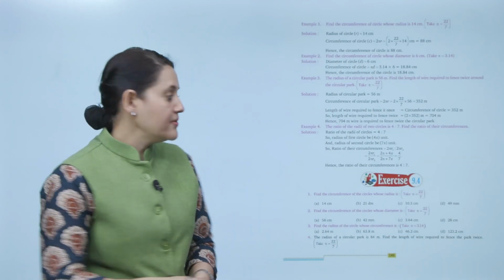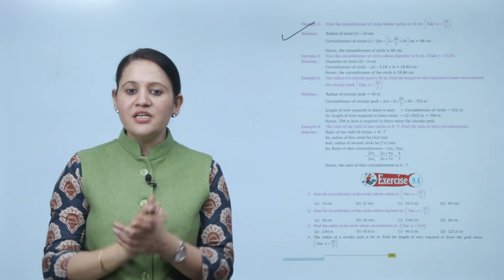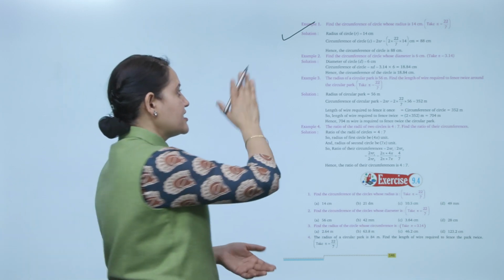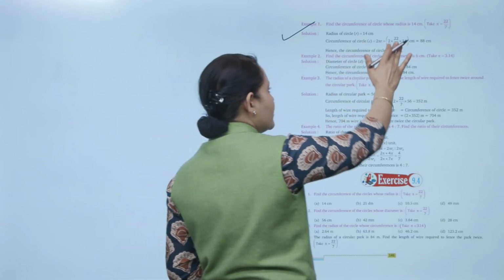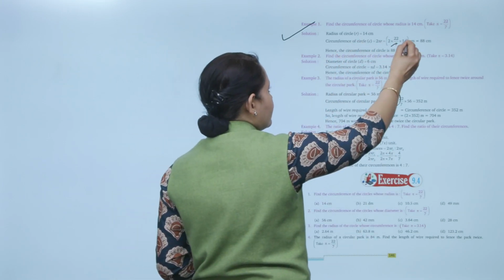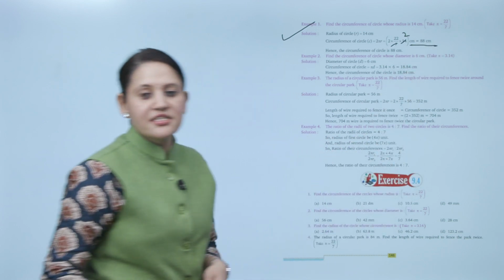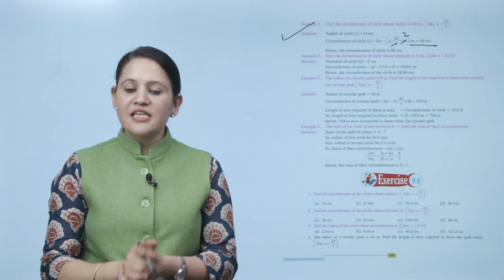Next we'll take an example. Find the circumference of a circle whose radius is 14 cm. We'll take pi as 22 upon 7. So radius is given, and circumference is 2 pi r. So 2 into 22 upon 7 into 14. Multiplying, we get 88 cm. That is the circumference of the circle. Next is exercise 9.4.